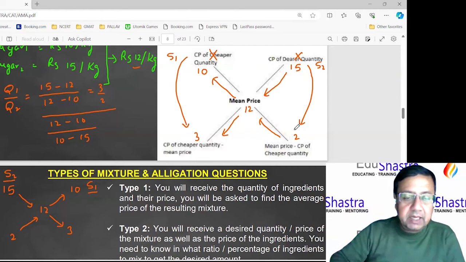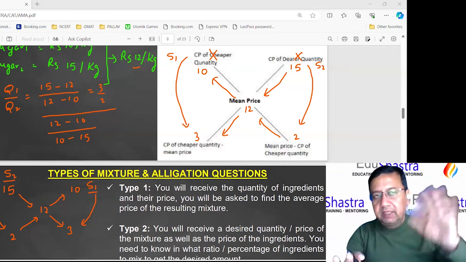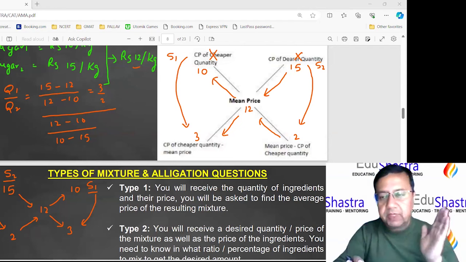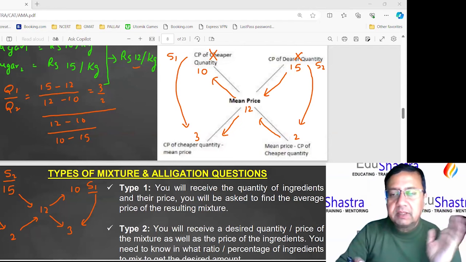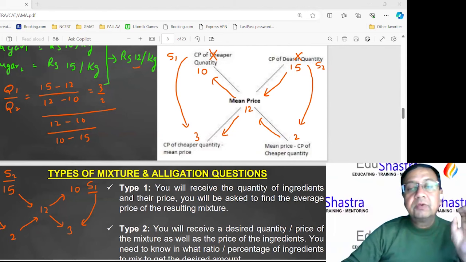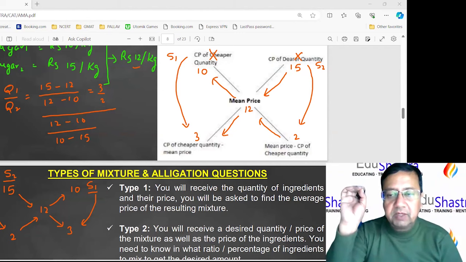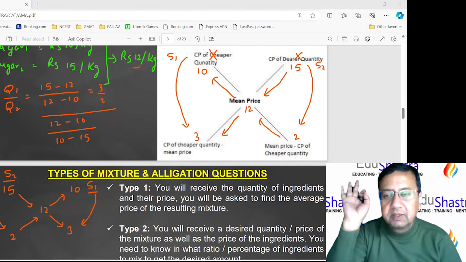And in the second diagram also, sugar 1 is for 3 parts and sugar 2 is for 2 parts. So the diagram is just for understanding, even if we are going slanted. This is not a standard diagram that you should create and follow strictly. The logic is: from the bigger value, subtract the average, and from the average value, subtract the smaller value.